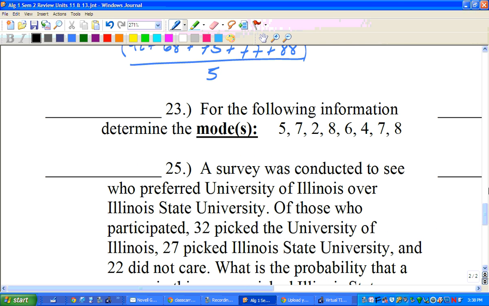Okay, 23, find the following information. We want to know what the modes are. Remember, the modes are the number or numbers that you see the most, and in this case there are 2, the 7 and the 8.